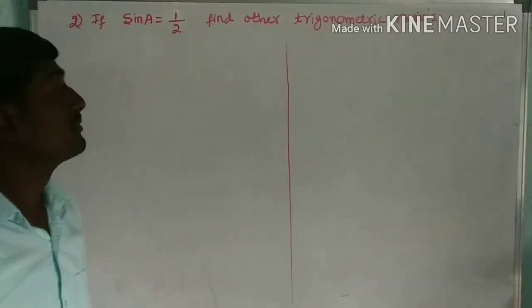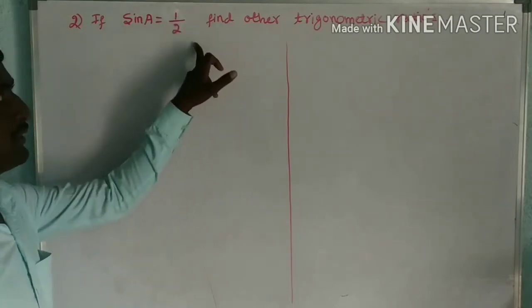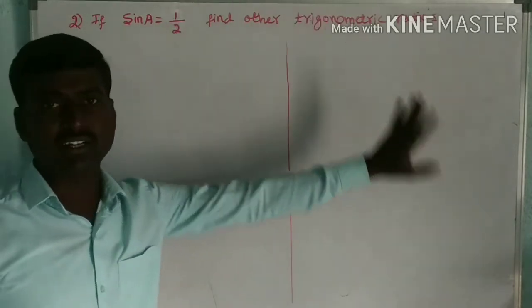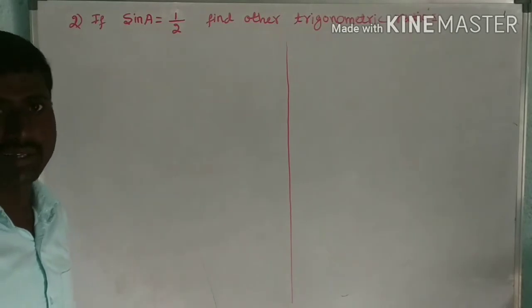Now next question. If sin A is equal to 1 by 2, find the other trigonometric ratios. Sin A they have given here.